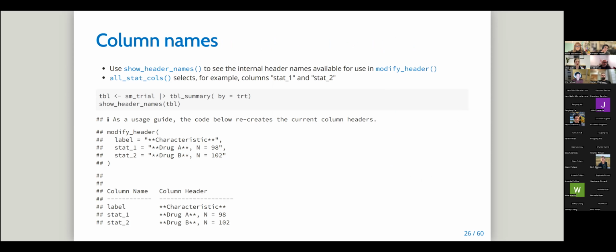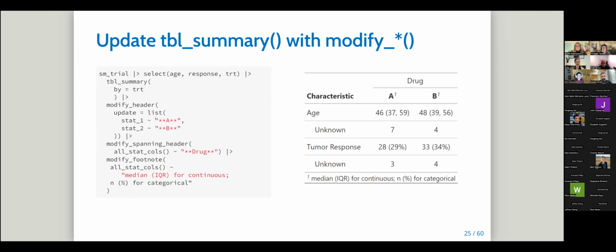And just one other note is that there's a custom select function in the gtsummary package called all_stat_cols, and it'll select all of the statistics columns. So in this case, we just have stat_1 and stat_2, but if you had a bunch more columns, it would be all of those. So you can see on the previous slide, I used that to make a change to the footnote for all of the statistics columns.